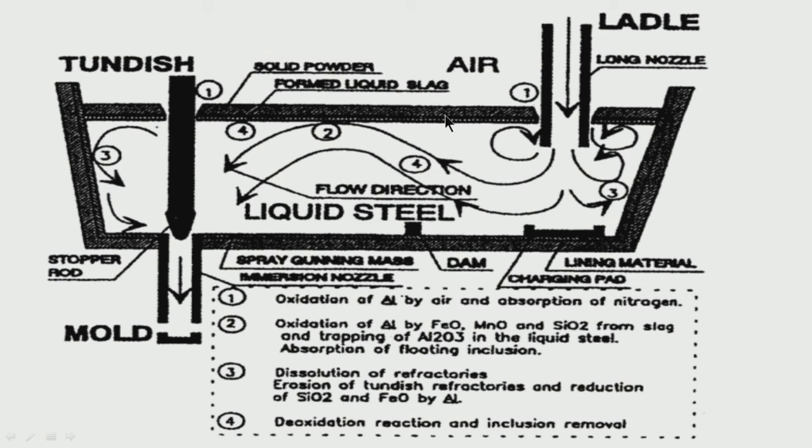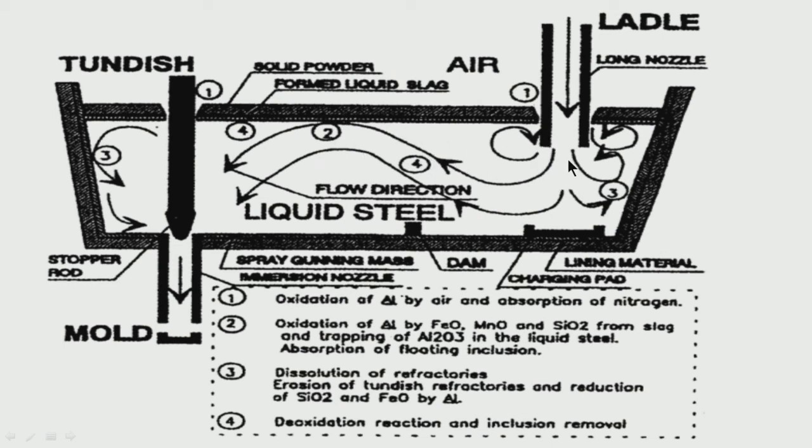Below that, there has to be a basic slag. Why basic slag? Again I am repeating, this basic slag should not contain iron oxide, MnO and SiO2, otherwise this slag will react with dissolved aluminum in liquid steel and generate alumina, which has the possibility of contaminating the steel. So, we call it a two stage slag. The top one is insulating type, rice husk type, and below that there is a basic slag which will be useful for absorbing the alumina inclusions which will float up.